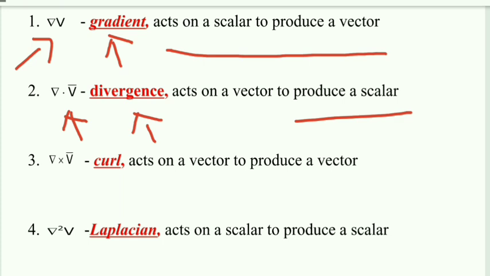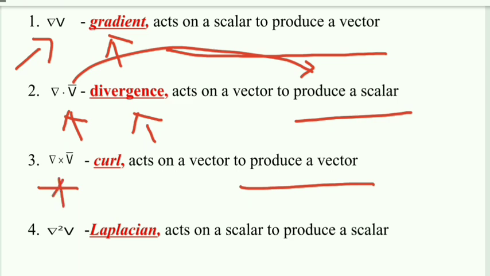Why does it result in a scalar? Because del is a vector operator, and if you take a dot product of two vectors, the result is a scalar. In the third one, del operates on a vector and results in a vector, because we are taking a cross product. We know that the cross product of two vectors is another vector. If del operates on one vector and results in another vector, that operation is known as curl.